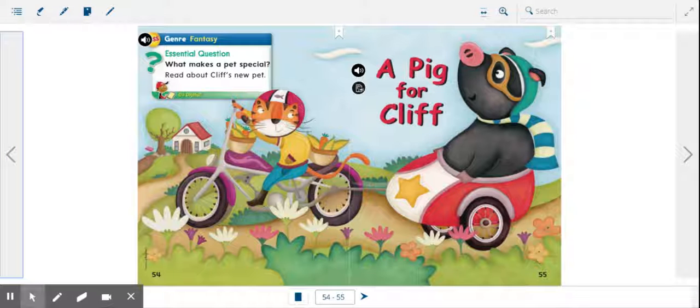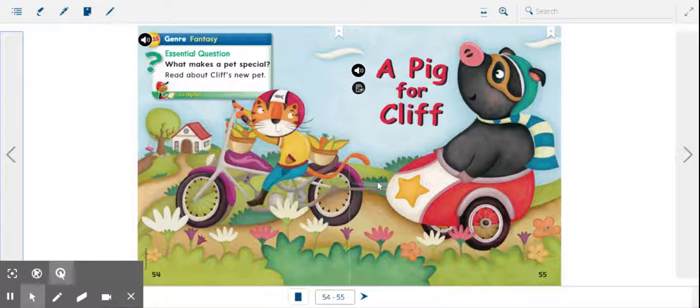Hey guys, so we are going to read our favorite story. We had a lot of fun with the story in class, A Pig for Cliff. Right, so this was the story where our tiger friend here had a pig as a pet.